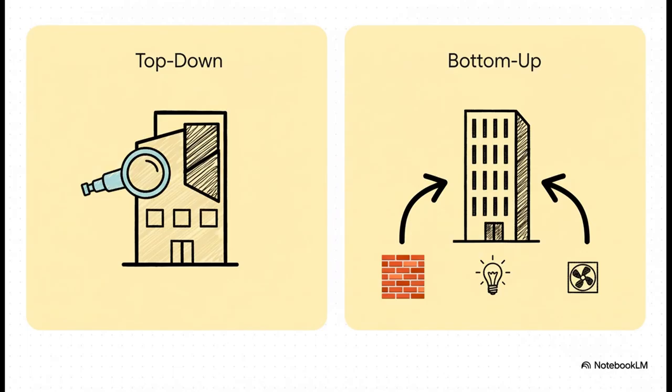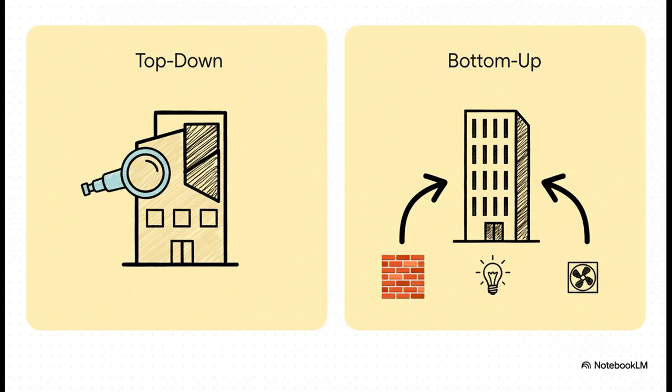Let's compare them for a sec. Top-down estimating is perfect for those early stages when you just don't have a lot of details. You might use historical data, for example. Let's say you know that testing usually takes up about 40% of the budget on similar projects, so you can allocate that portion. On the other hand, bottom-up is for when the scope is really well defined.